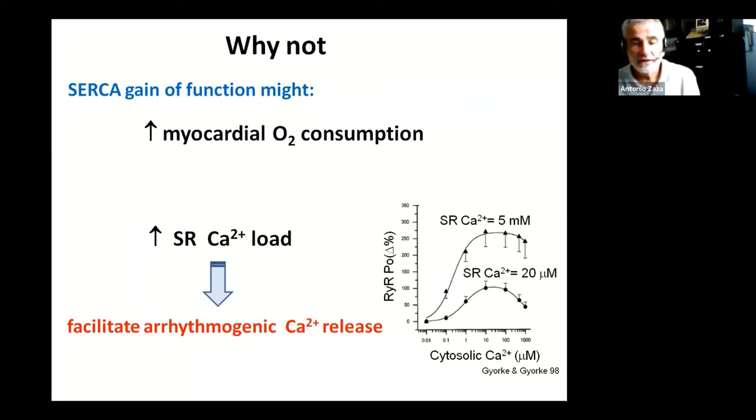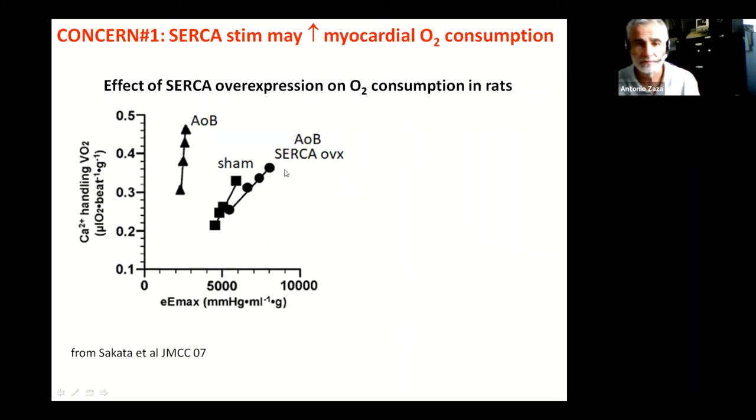claimed, is that an increase in sarcoplasmic reticulum calcium load will facilitate the opening of ryanodine receptors, thus facilitating arrhythmogenic calcium release. As you see in this famous graph from Györke, the probability of opening of ryanodine receptors depends on cytosolic calcium, but this effect is amplified by an increase in calcium in the lumen of the sarcoplasmic reticulum. So these two calciums are interplaying in deciding whether ryanodine receptors open easily or with more difficulty.